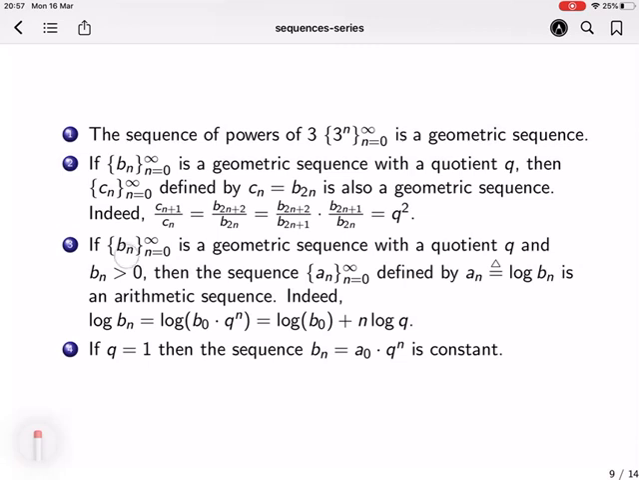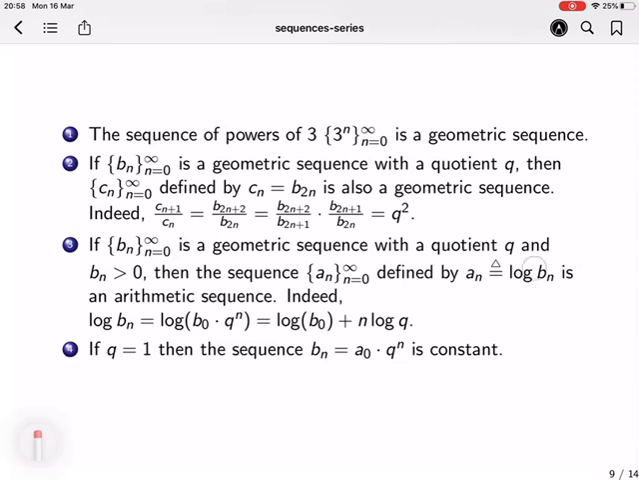Suppose that Bn is a geometric sequence whose quotient is q, and assume that all the elements in this geometric sequence are positive. You'll see in a second why I need this assumption. Now let's define An by An equals the log of Bn. This is where I needed that Bn be positive, otherwise the logarithm would not be well defined. Now, I'm not specifying what the base of the log is. It's not really important. You can think of it as 10 or 2 or whatever number you wish.